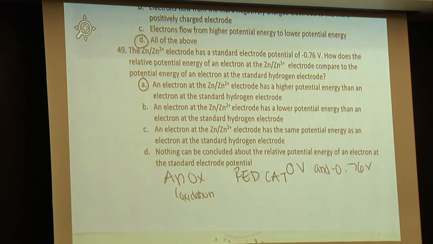An electron at the zinc 2 plus electrode will have a higher potential energy than the electron at the standard hydrogen electrode. That's something that you should know. And it's also on the table of values. The standard, they'll have 0 in the middle of them.